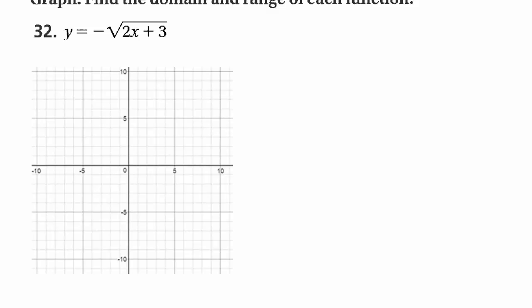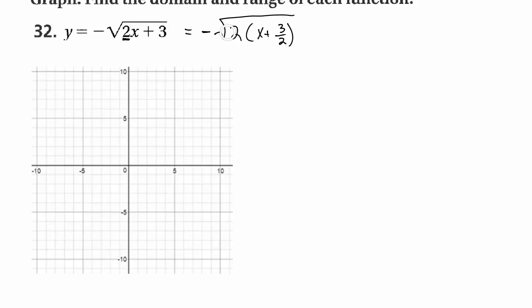So for number 32, even though it's not a perfect square root here, I still don't love the fact that there's a number in front of x right there. So I'm going to actually factor that out. So I'm going to rewrite this with that 2 factor.